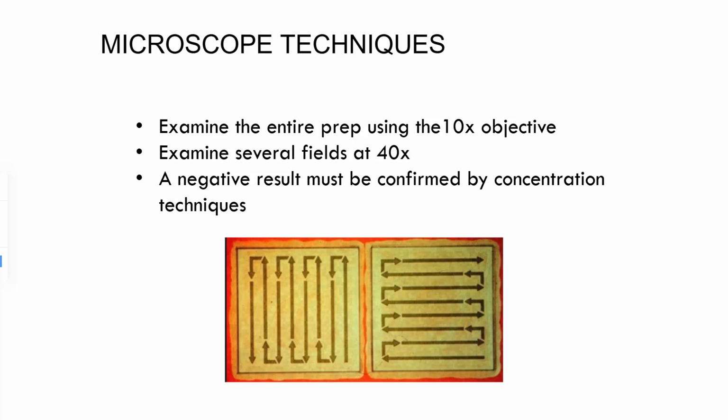You want to examine the entire prep using the 10x objective and then examine several fields at 40x. A negative result must be confirmed by concentration techniques. So you're going to start at one end and go up, down, up, down, up, down, and then you start at the top or the bottom and go back, forth, back, forth, back, forth, looking through the entire slide.